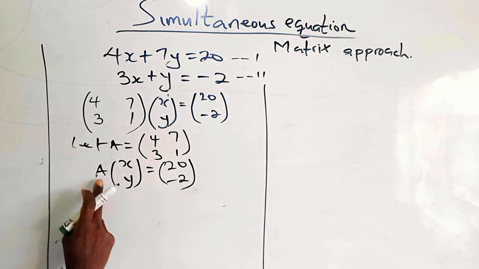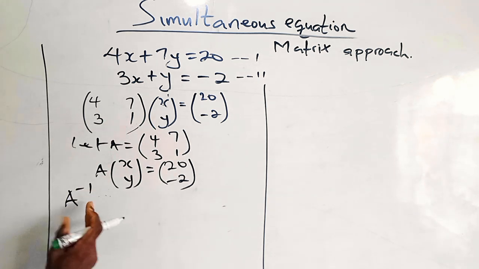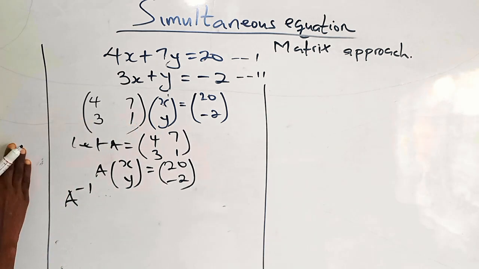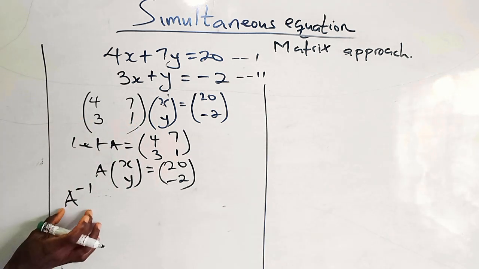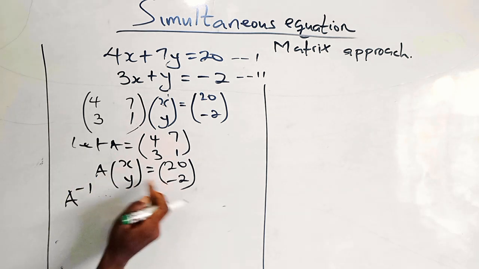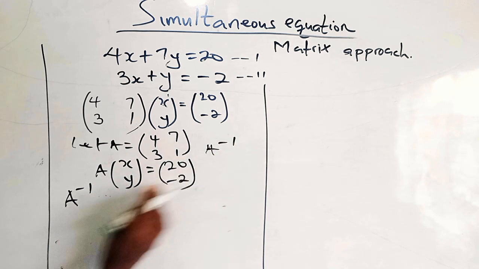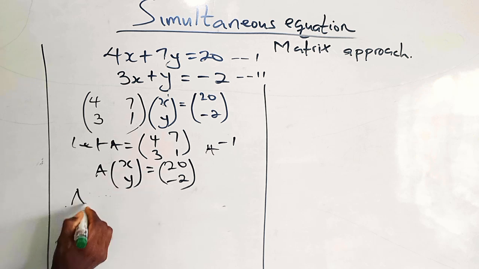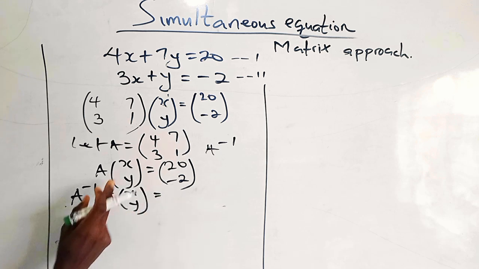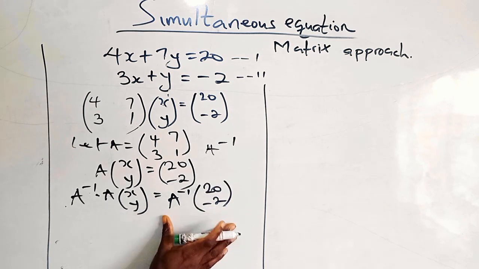So the next thing is for us to look for the inverse of this matrix, inverse of matrix A. Okay, and to determine the inverse, we have to know the determinant of this matrix. And do not forget this inverse we are about to look for, we are going to use it to multiply both sides of the equation. Okay, so let us use this inverse to multiply this side of the equation. We have inverse of A times A times x, y, and we have here this same inverse. Use it to multiply this. We have inverse of A times 20 and minus 2.